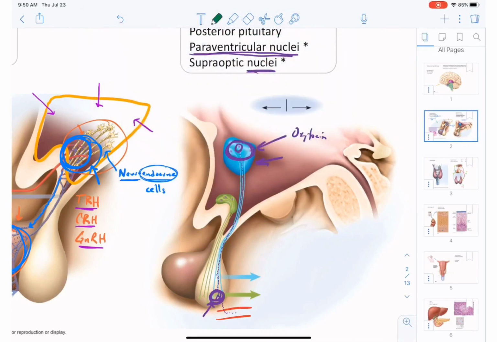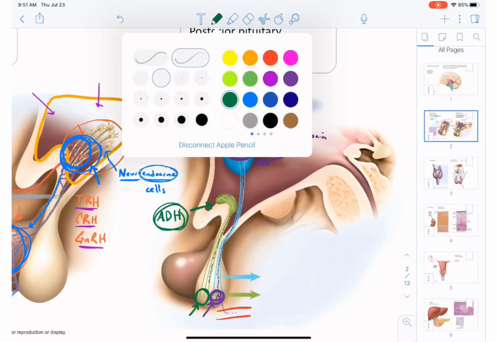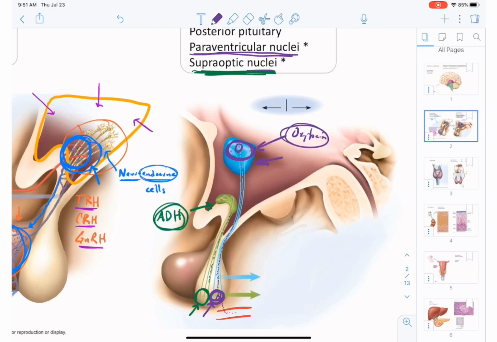Another important group of nuclei in the hypothalamus are the supraoptic nuclei. And these are the supraoptic nuclei. And those cell bodies are going to produce the hormone antidiuretic hormone, which again travels down these axons and is stored in the axon terminals in the posterior pituitary. And so those are the two main hormones that the posterior pituitary is going to release: antidiuretic hormone and oxytocin.